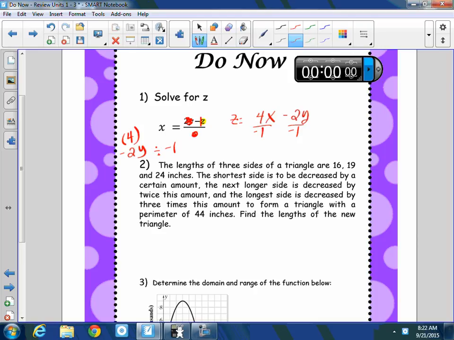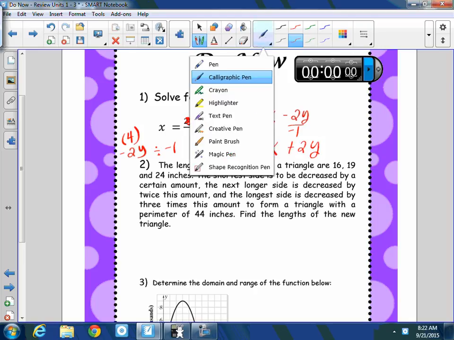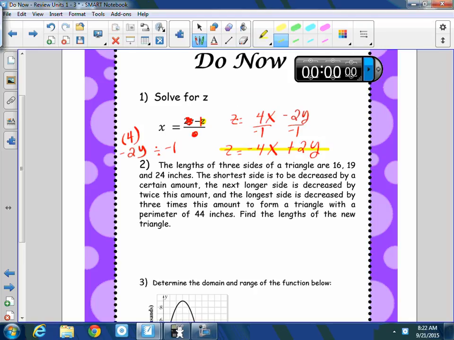Not 1, negative 1. I don't need to divide by 1. Divided by 1 is not going to change a thing. But divided by negative 1 will change. What is 4x divided by negative 1? Thank you. Negative 4x. And what is negative 2y divided by negative 1? Positive 2y. And I'm done. And that's my answer.